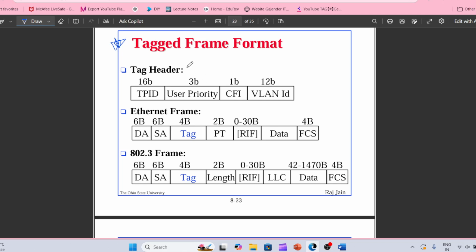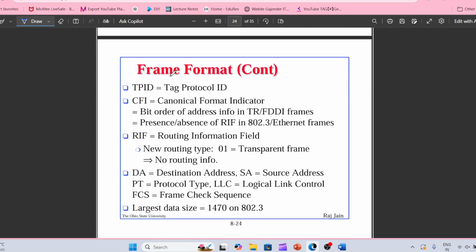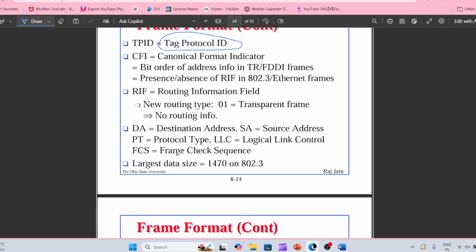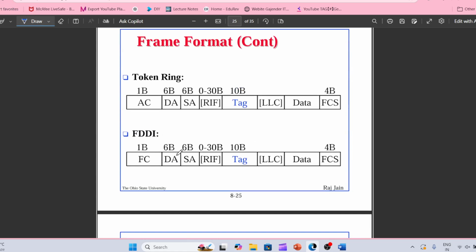So we have the tag header, then the Ethernet frame, then the 802.3 frame. In that we have the destination address, source address, tag, logical link control, and data. Like this we have a frame format. What is important here is the tagging, and we can say the tag protocol ID. Not much else: a tag is used in FDDI token ring, and in this also we are going to use the tag.